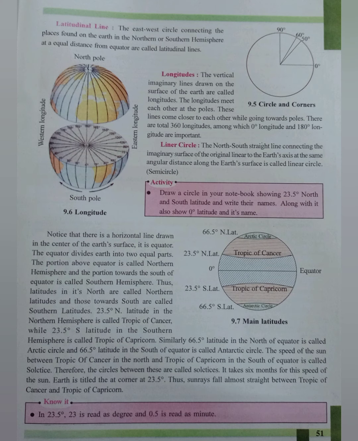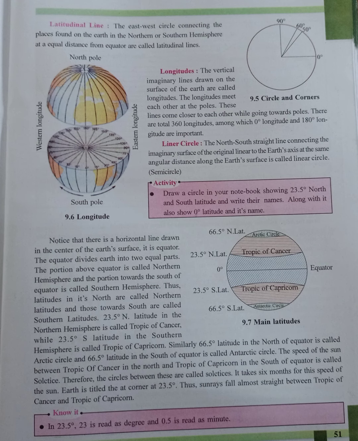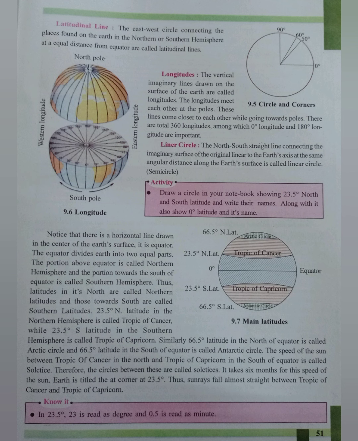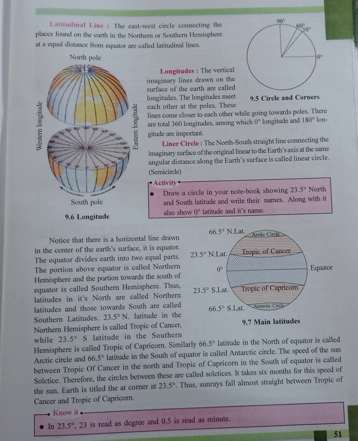Students, if any place on the surface of the earth is joined by a straight perpendicular line to the axis of the earth, the angle made by the line with the axis is called the longitude of that place. The vertical imaginary line made by the places on the surface of the earth at angular distance with its axis is called longitude or semicircle.